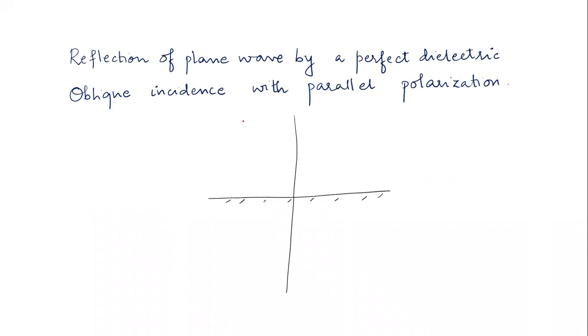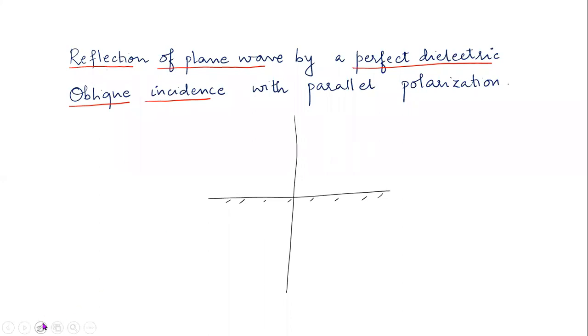So first and foremost, what they are doing here is the reflection of a plane wave. So a wave is getting reflected. There is a reflection of the plane wave by what? By a perfect dielectric. And how is that wave incident? It has some oblique incidence, that means with some angle. And what kind of polarization are we looking at? Parallel polarization. So repeating once again, it is the reflection of a plane wave by a perfect dielectric. When we say perfect dielectric, we are looking at the medium. What kind of incidence? Oblique incidence with parallel polarization.